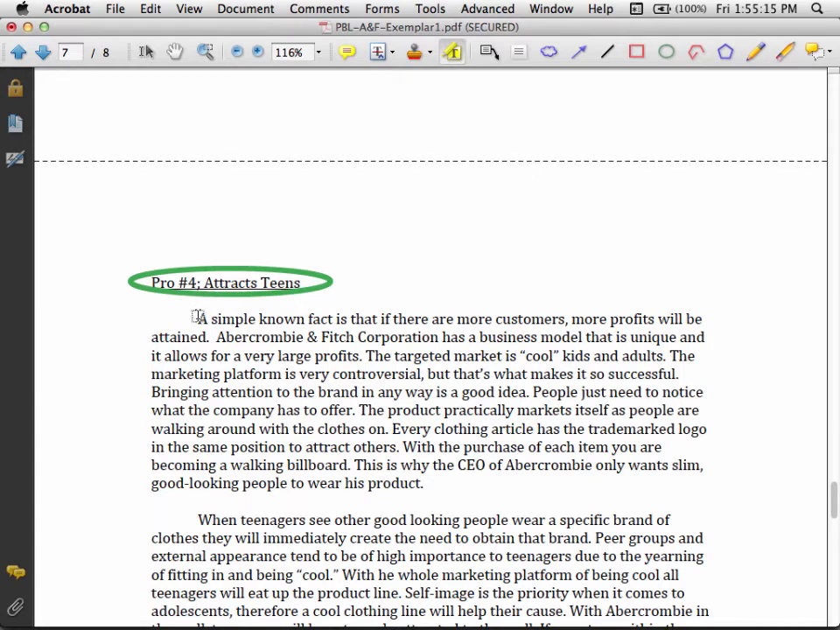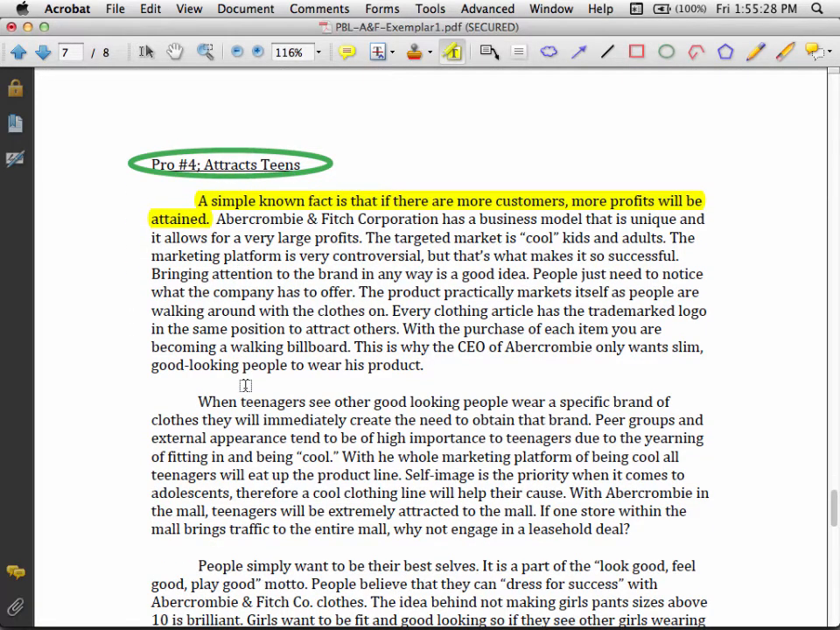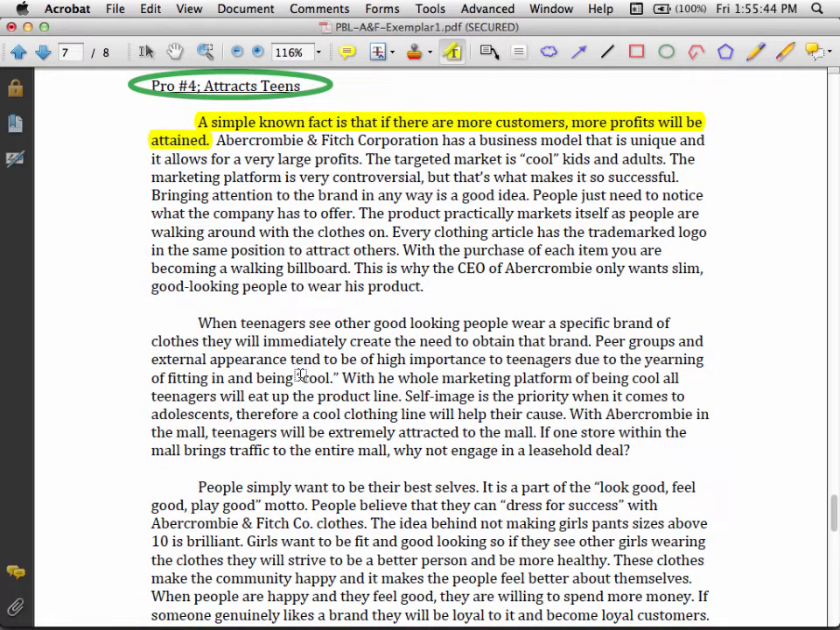What have we got? "A simple known fact is that if there are more customers, more profits will be attained." That's not true. That's an assumption. That's just people kind of sitting around coming up with fluff and filler for a paper, right? You may have more customers, but they might be really expensive customers to maintain. There's no guarantee that more customers generates more profits necessarily. You have to include costs in the mix and all those other things in accounting. So don't make out of the way claims like this. It's just bad form.